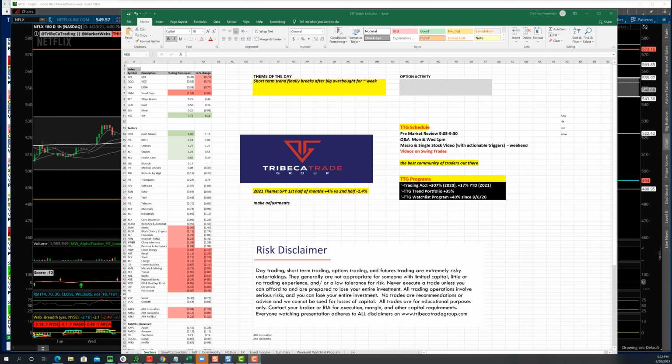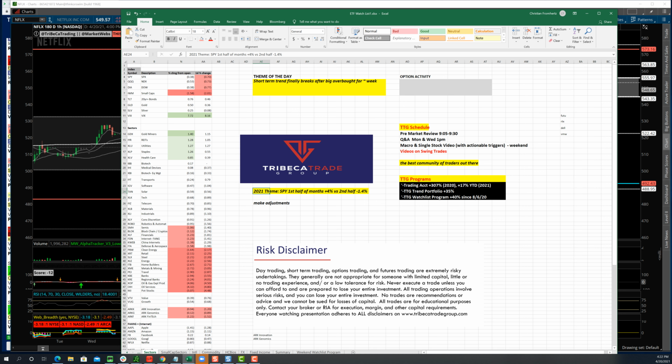Funny, because I had talked about this last week, and now I see a lot more people talking about it. The first half of the month, for 2021, I calculated this and even put it in the spreadsheet yesterday. The first half of the month for the S&P so far in 2021 is up 4%. The second half, which I did not include April yet, but January, February, March, is down about 1.4%. So there is this seasonality.